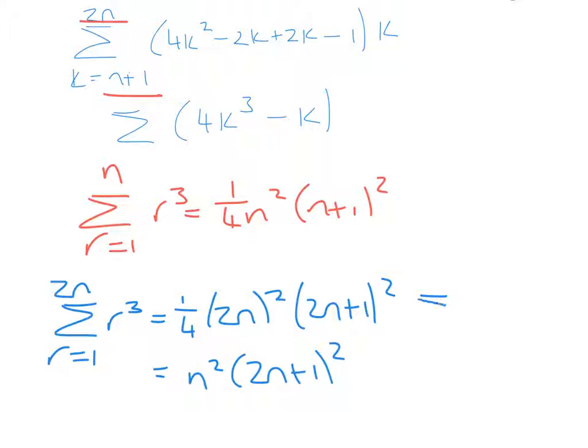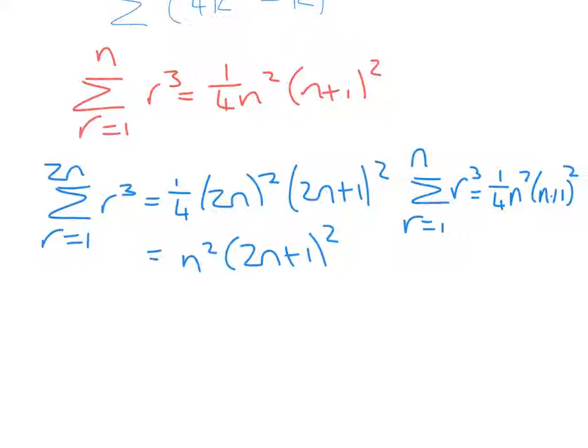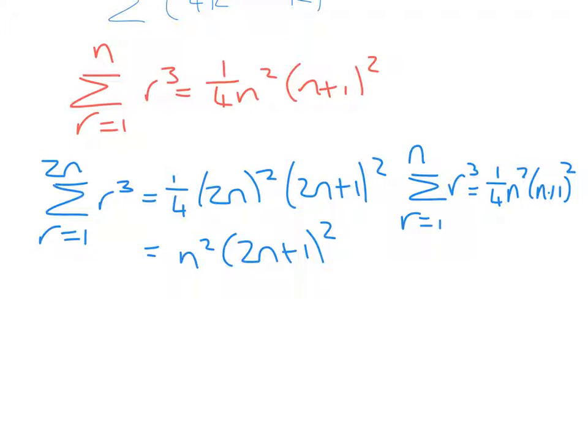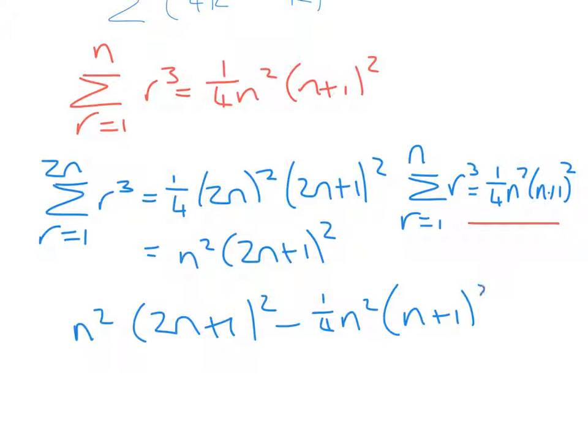If we sum from r equals 1 to n, then we have 1/4 n squared n plus 1 all squared. So if I want the sum from n plus 1, which is everything after this, up to 2n, then it is these two take away one another. So it's n squared upon 2n plus 1 all squared take away 1/4 n squared upon n plus 1 all squared.